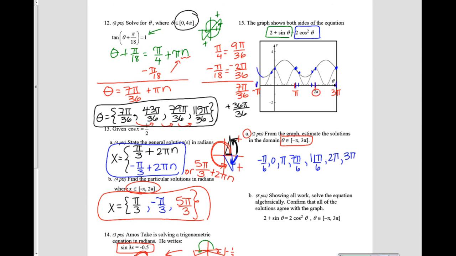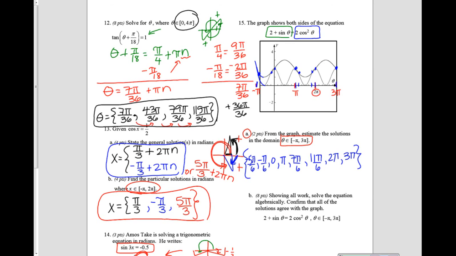And then I can see, and on your real test, this would definitely be in the picture better, but it looks like I'm crossing maybe before negative pi, and based on my other pattern, I know that that's going to be at negative 5 pi over 6. So those are all of the places where my two graphs crossed, and they were, again, estimates. So long as you got close, you would be fine.